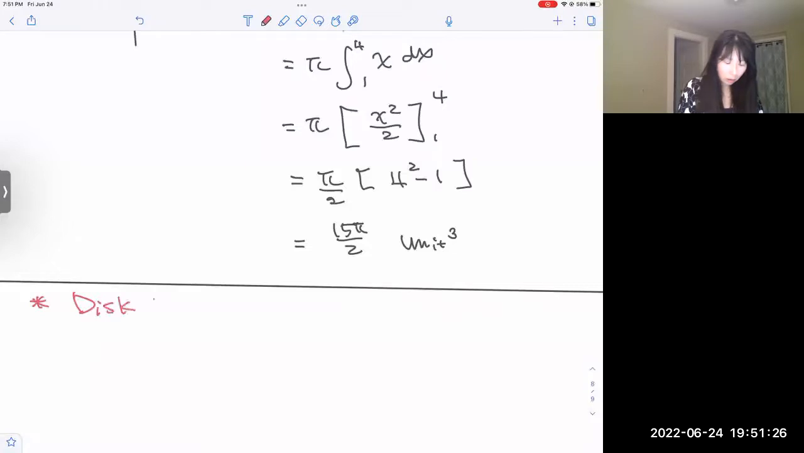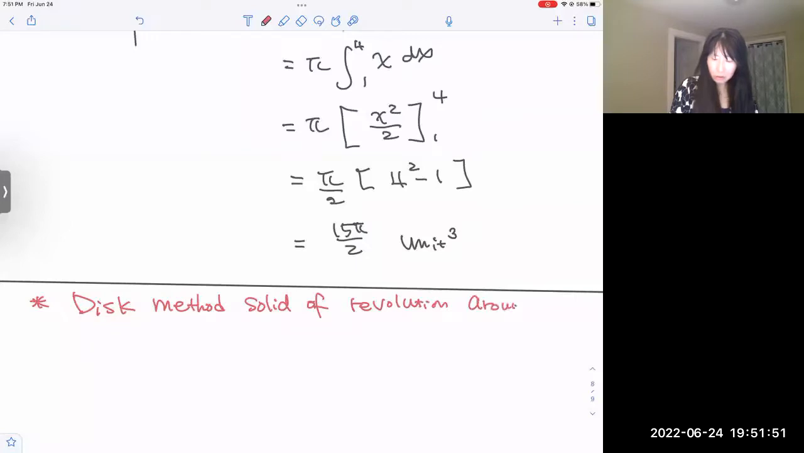Disk method for solid. Let me just do it like that. Right now, solid of revolution around the y-axis.